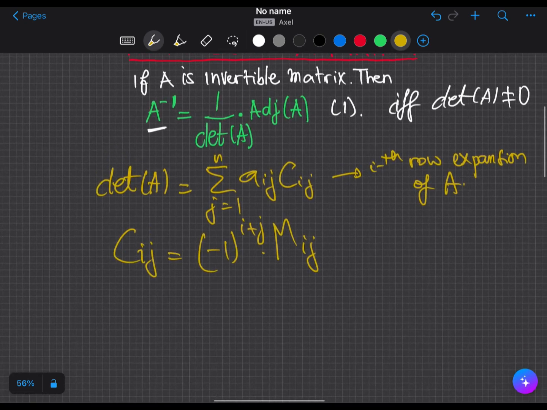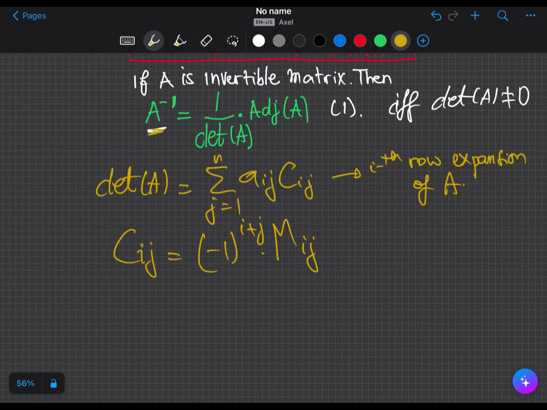Now, to find the inverse of the matrix, we need to make use of these three notions, which are the cofactor, the determinant, and finally the adjoint.